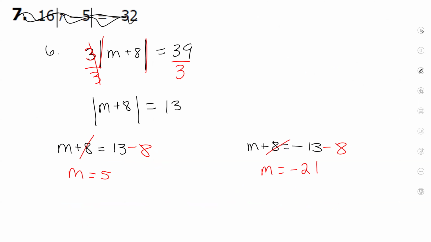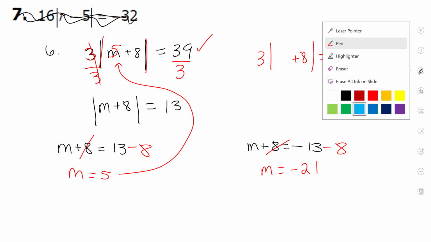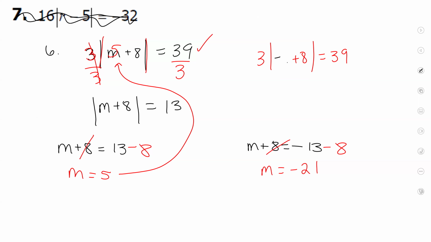All right, so let's plug it in to make sure this works. If I put this 5 in here, 5 plus 8 is 13. 13 times 3 gives me the 39. Okay, that worked. Now let's plug in this negative 21. So this is the original problem. I'm going to plug in negative 21. Okay, what's negative 21 plus 8?